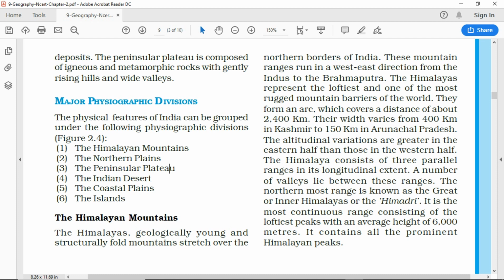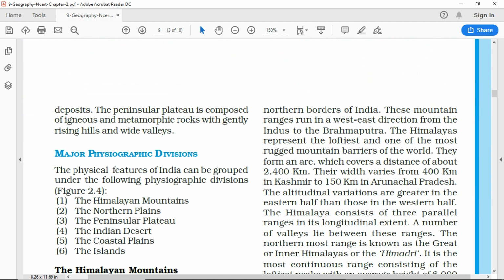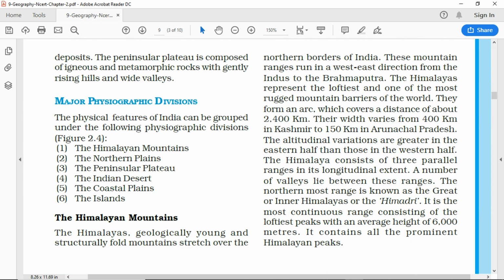The Himalayan mountains. The Himalayas, geologically young and structurally fold mountains, stretch over the northern borders of India. Figure 2.3, Himalayas. These mountain ranges run in a west-east direction from the Indus to the Brahmaputra. The Himalayas represent the loftiest and one of the most rugged mountain barriers of the world. They form an arc, which covers a distance of about 2,400 kilometers.